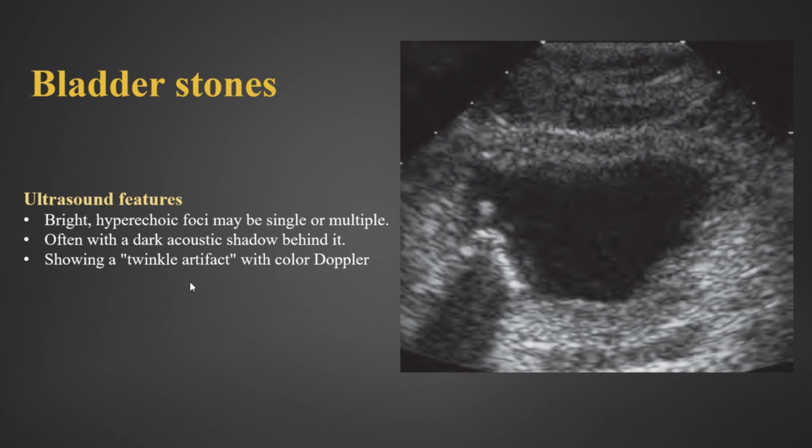And now we are going to discuss the urinary bladder stones. The calculi in the urinary bladder are called urinary bladder stones. On ultrasound, the urinary bladder stone appears as bright hyperechoic foci, and they may be single or multiple, and they also show acoustic shadowing and twinkle artifact with color Doppler. As in the sonogram, we can see a urinary bladder which is partially filled and also showing the proper acoustic shadowing, and these are the features of urinary bladder stones.